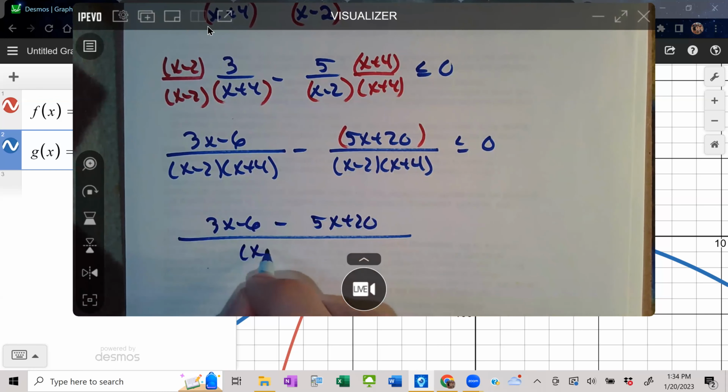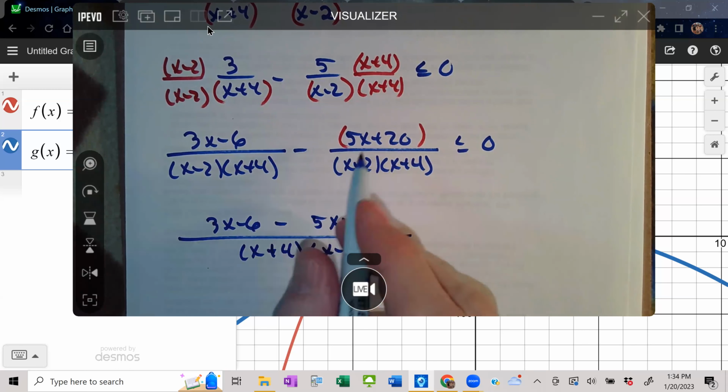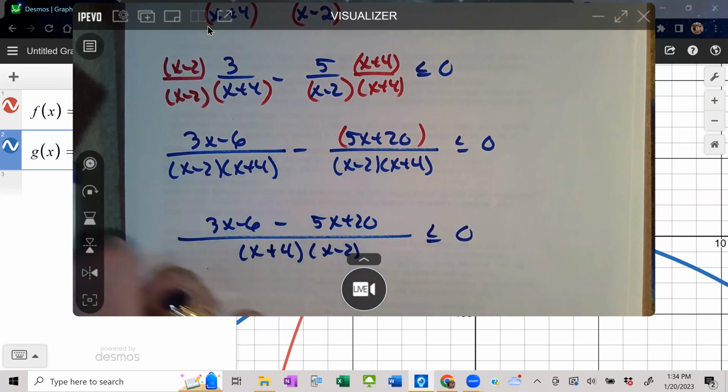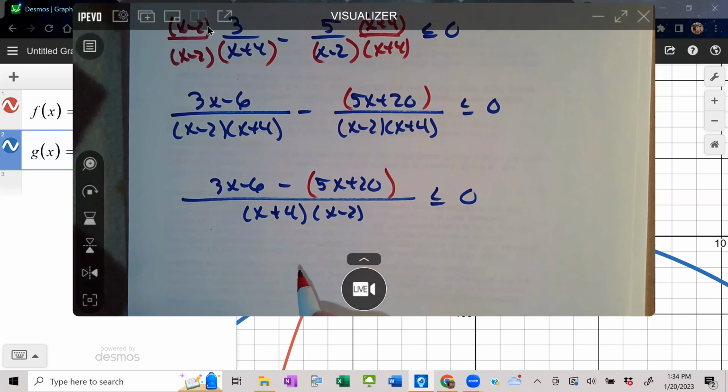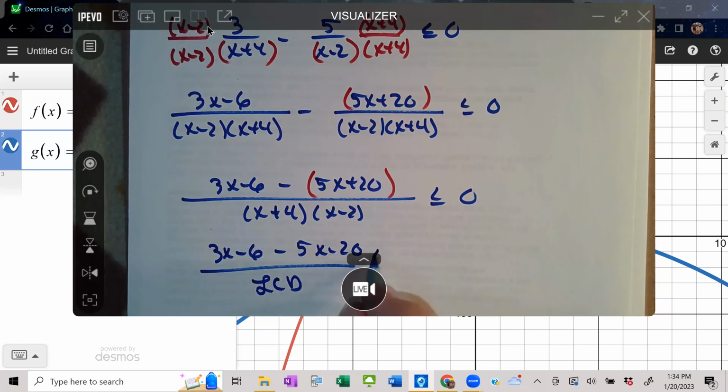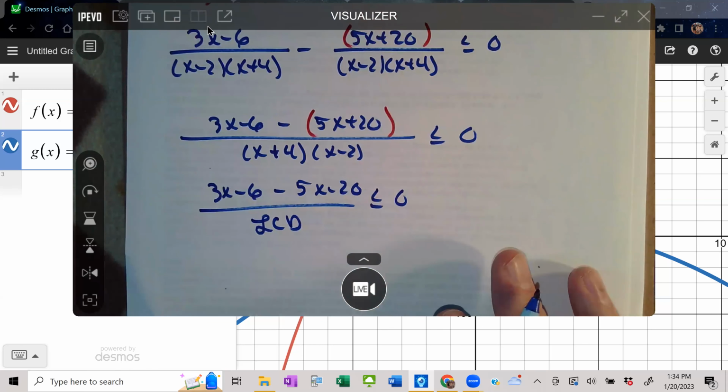But if you're watching my work carefully, I've kind of made a mistake here. That negative has to distribute itself to both terms. So it's either right with parentheses or just distribute it right away. Be careful. So this becomes 3x minus 6 minus 5x minus 20 over, now I'm just going to get lazy. I'm just going to write the LCD just for the moment.